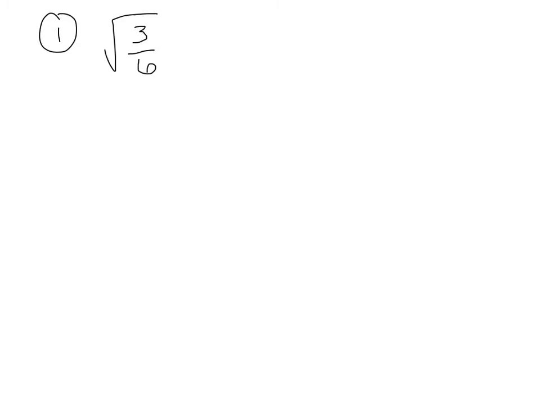Okay, the first thing you're going to want to do is simplify the fraction if possible. So we can simplify this to the square root of 1/2. Okay, and then what you do is you break up the square root, so you have the square root of 1 on top and the square root of 2 on the bottom. Okay, now you cannot leave a radical on the bottom. So to undo that, you're going to times it by itself.